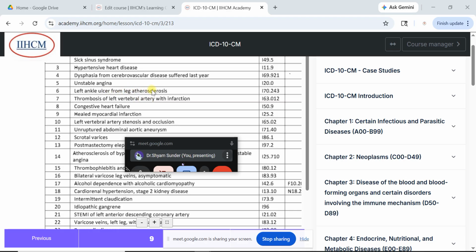If you have a single code, that is well and good. Otherwise, you have to give multiple codes. That's the objective. So we should always look for combination codes.